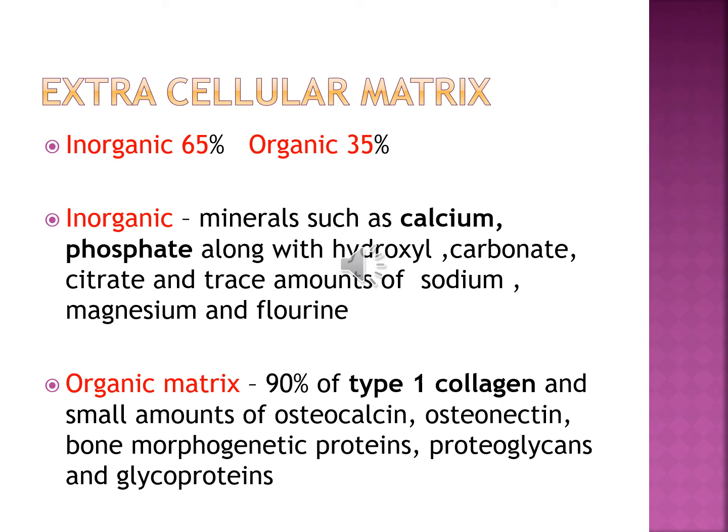So we have an inorganic extracellular matrix as well as an organic extracellular matrix. Inorganic is 65% and organic is 35%. In the inorganic matrix we have minerals such as calcium and phosphate, along with hydroxyl, carbonate, citrate, and trace elements of sodium, magnesium, and fluorine. In the organic matrix, 90% is type 1 collagen, and there are small amounts of osteocalcin, osteonectin, BMPs, that is bone morphogenetic proteins, proteoglycans, and glycoproteins.